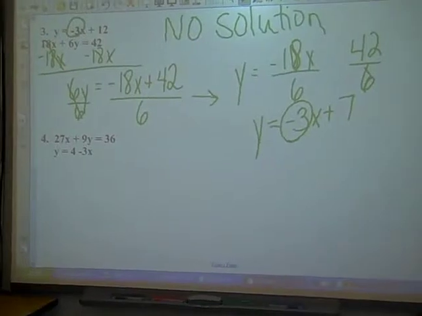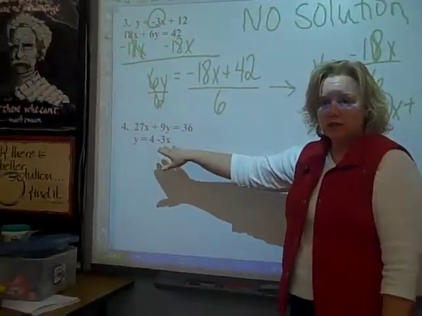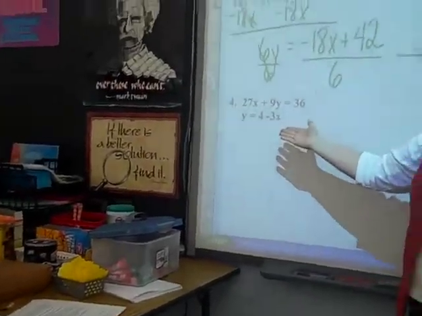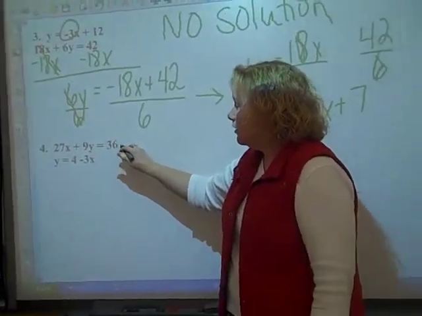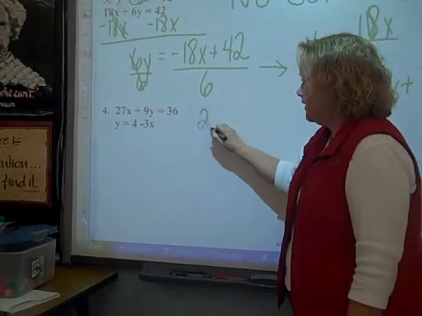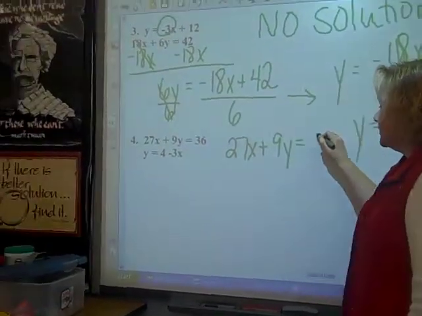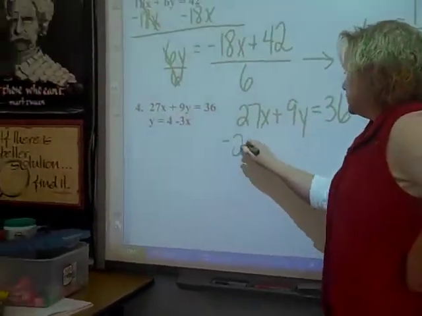Number 4, again, I have two equations, or I have a system. They are not in slope-intercept form, so I need to get them into slope-intercept form. Okay, so to do that, this one here, I'm going to rewrite it. I have 27x plus 9y equals 36. Amanda, what am I going to do? Minus 27x. Perfect.